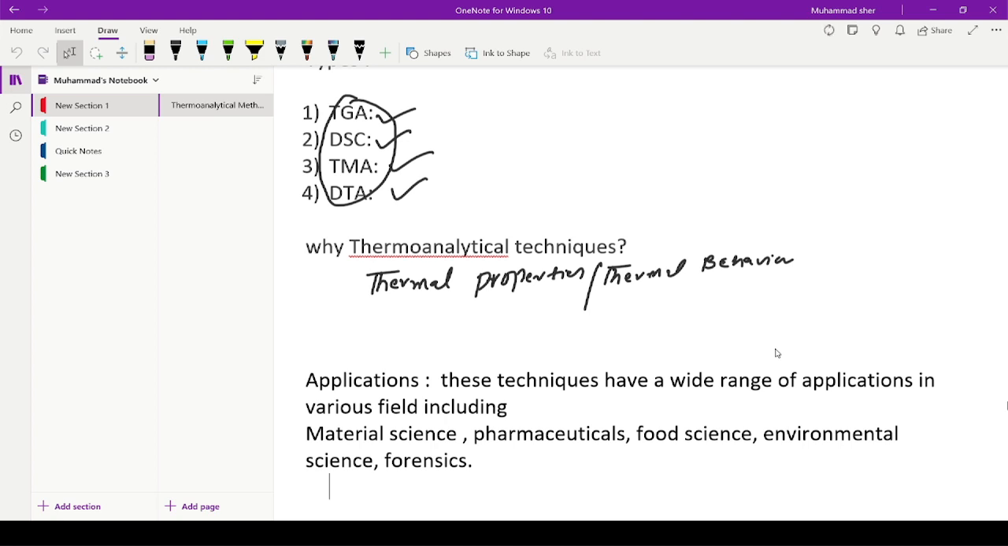I have mentioned some of the areas, but we will look at the detail about the applications with every thermoanalytical method, because this is the most important part, that you need to know about the applications of thermoanalytical methods, because these applications are used in different areas and in practicals.